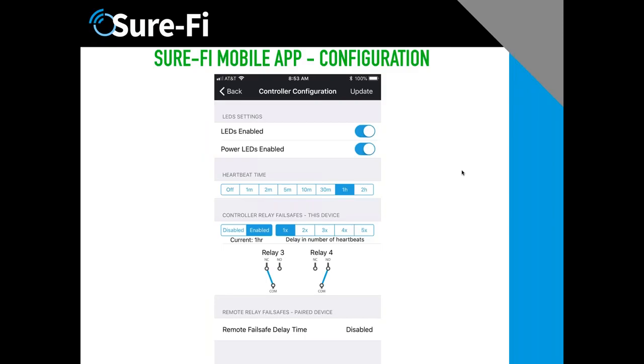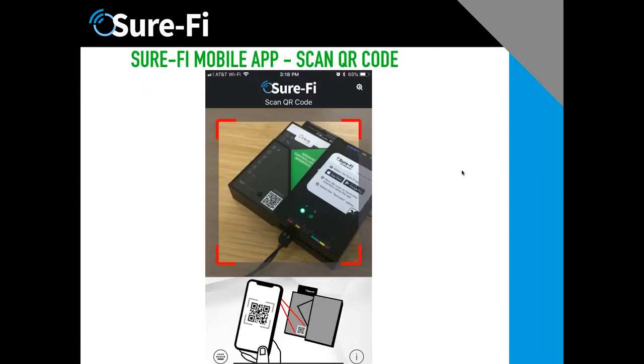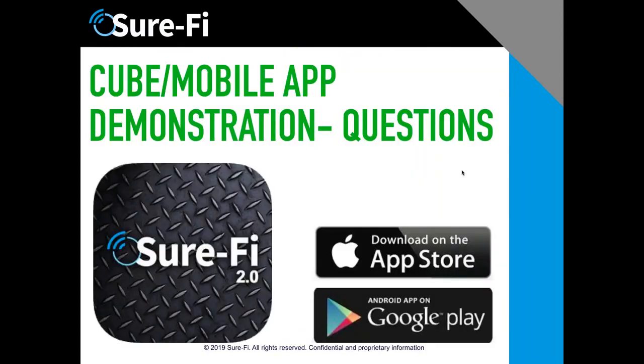It shows you configurations, how often you want the heartbeat, what you want to happen in a relay fail-safe situation, whether the LEDs are enabled, and so forth. So that app has really been a real popular thing. And one other thing that's really interesting is that you can actually call up our SureFi support line. You can pull up the app on your phone, and if you give them permission, they can look through your phone into the unit and tell you exactly what it's doing.